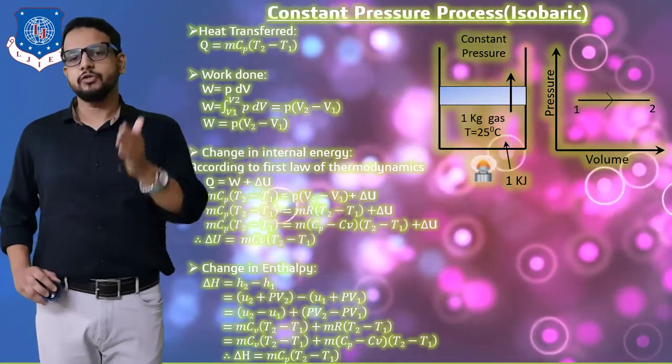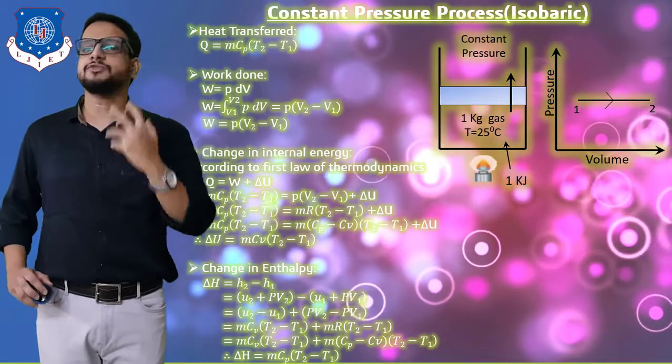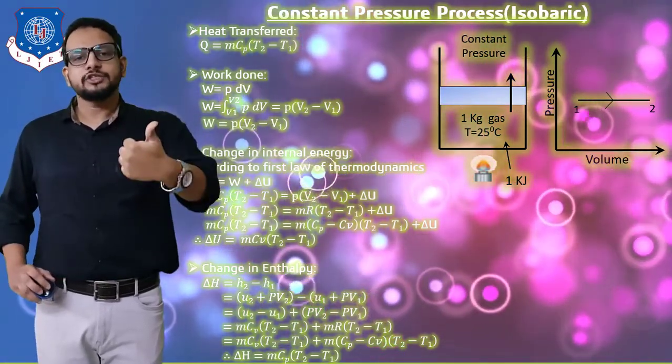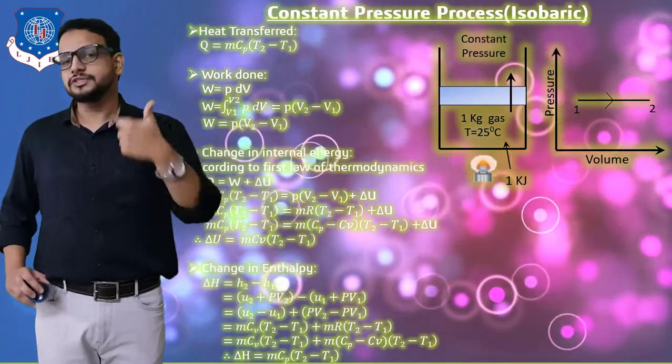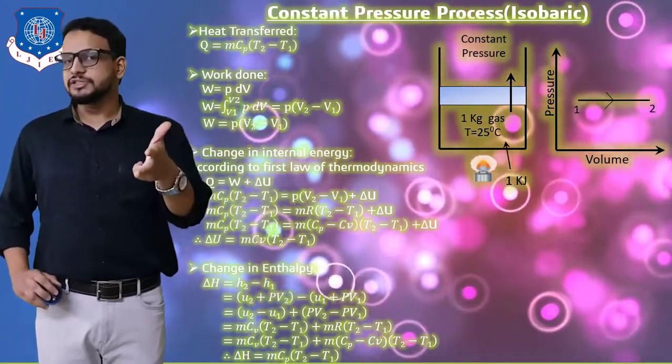Okay, so I hope that you are clear up till here. We have done 4 tasks, 4 parameters we have determined for constant pressure process. That is, how much heat is transferred during this process. Second is how much the work done is. Change in internal energy is how much.